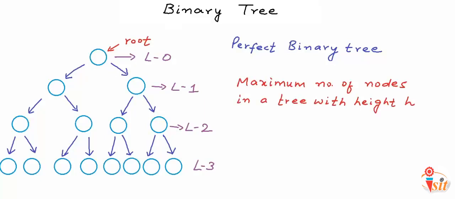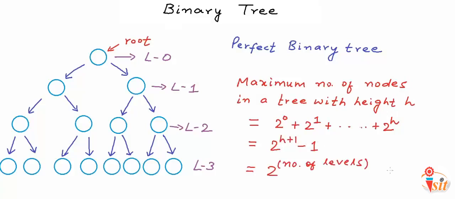Maximum number of nodes in a tree with height h will be equal to, we'll have 2 to the power 0 nodes at level 0, 2 to the power 1 nodes at level 1, and we'll go on summing for height h till 2 to the power h. At deepest level we will have 2 to the power h nodes. Now this will be equal to 2 to the power h plus 1 minus 1. h plus 1 is number of levels here. We can also say 2 to the power number of levels minus 1.